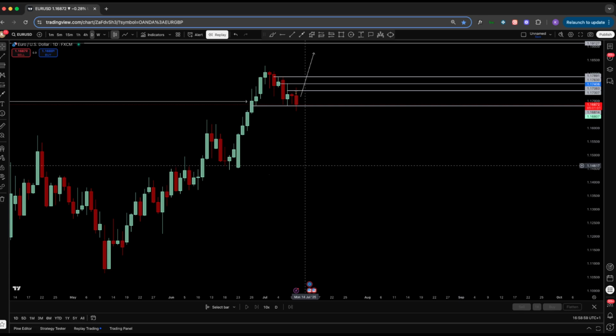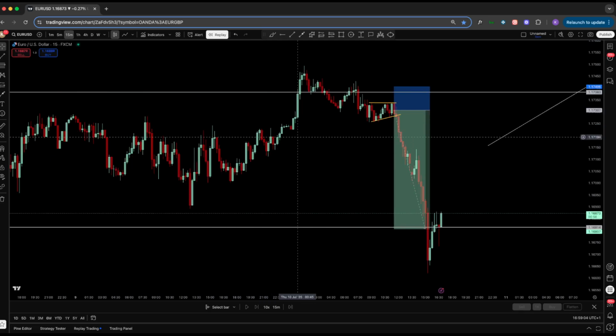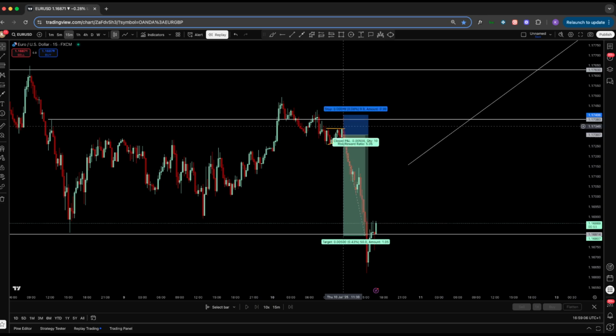But yeah, that's EU on the 5-minute. That was actually taken on the 15, in fact. It was a 15-minute flag here on this rejection candle.